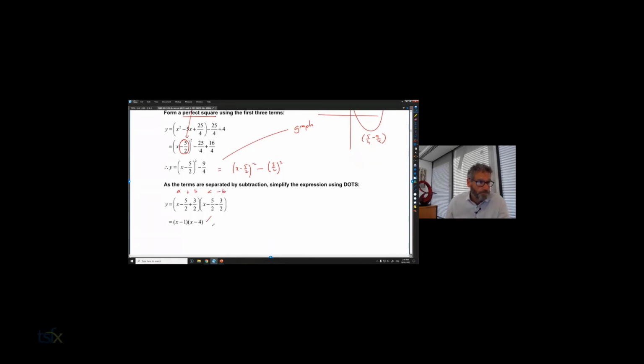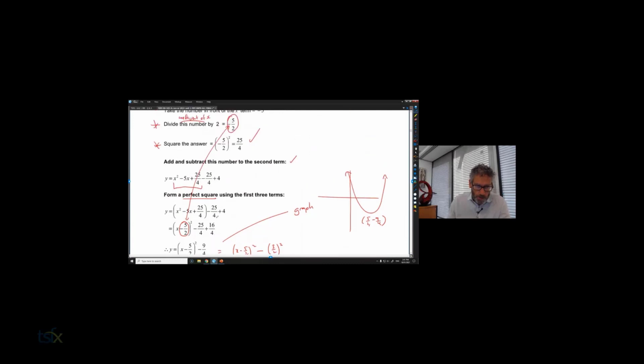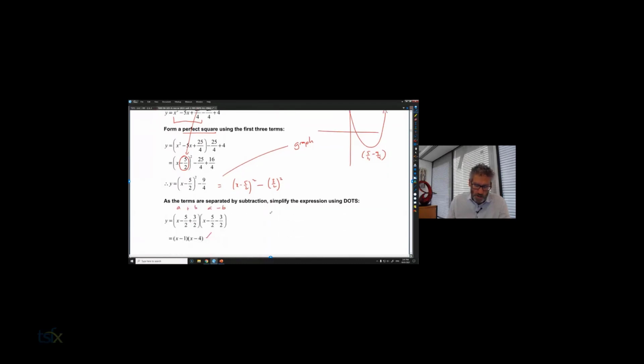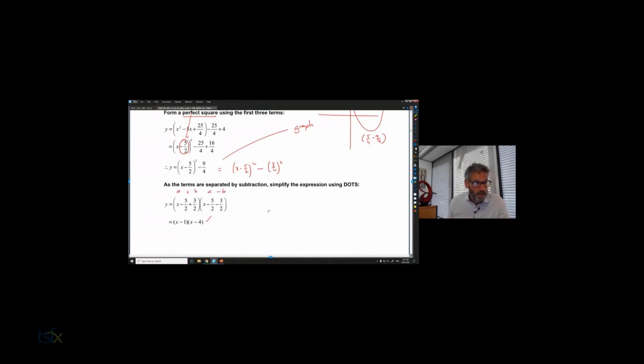Now, I hope that made sense. I hope that wasn't too fast. But what I would say is, look at all the work we just did. That took us 1, 2, 3, 4, 5, 6, 7, 8 lines of working. So it's a complex, long task. So only do CTS, complete the square, if asked to, or if quicker methods do not work. And what I mean by that is, in this case the question was x squared take 5x plus 4.